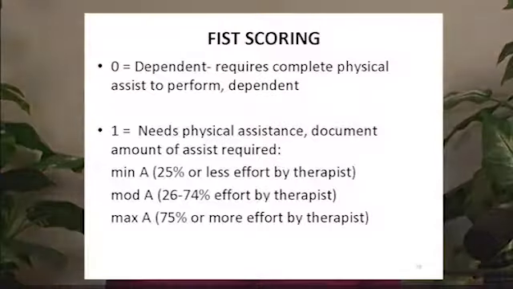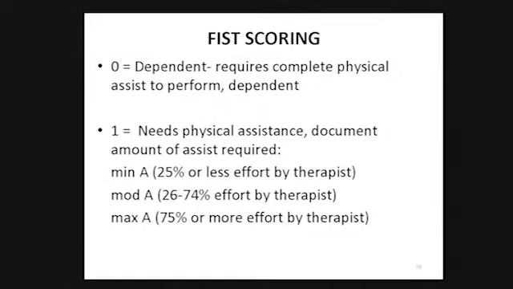So for scoring, 0 points is they're fully dependent. They need physical assistance. 1 point, they need some physical assistance, and you document how much. So a score of 1 min A, 1 minimal assist, means they had 25% or less effort by the therapist. 1 moderate assist, mod A, 26 to 74%. Of course, maximum assist. If it took more than 75% of your effort to help them perform the task, it's a 1 max A.